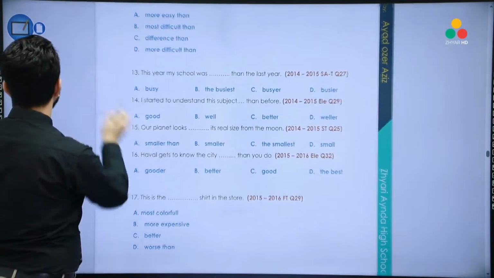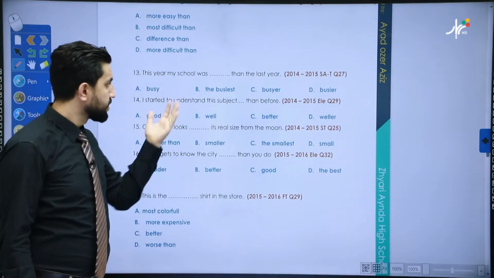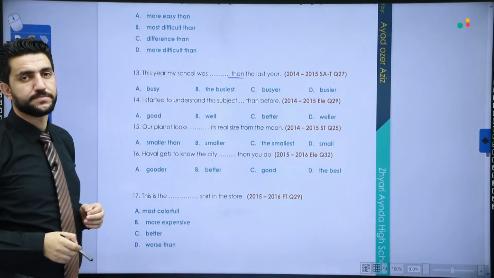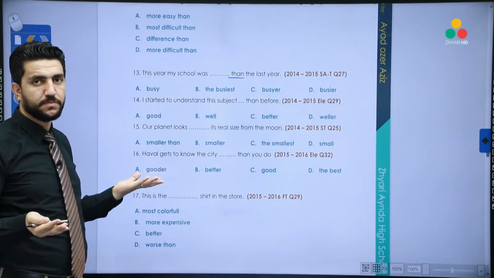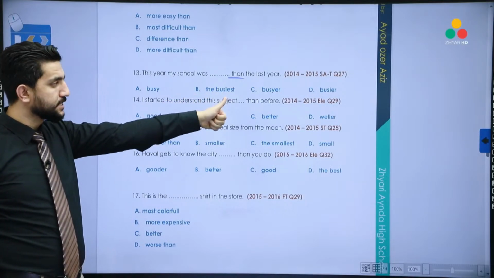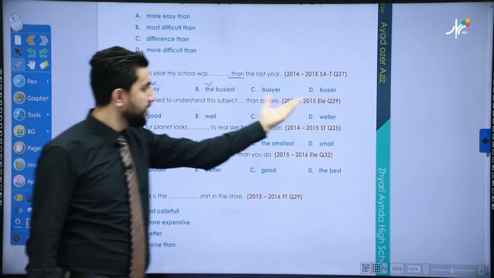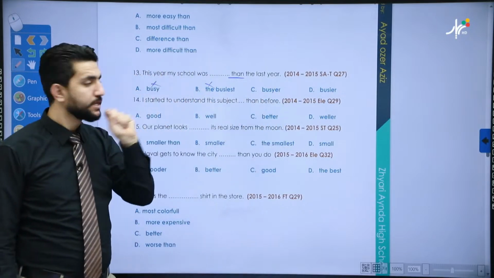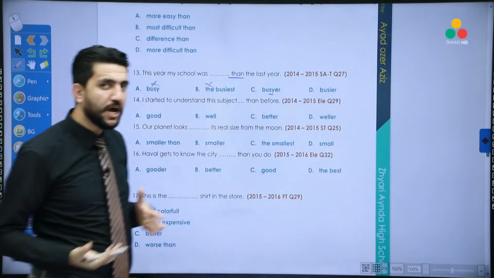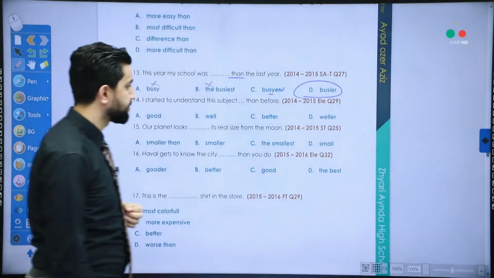Number 13. This year my school was than last year. Since we have the word than, which one do you think is correct? You tell me. Is it B? No. C? Yes. D? Yes. But A? No. So neither A nor B. These two are correct, but check spelling. This one is about a spelling rule. We said when we have Y, we change it to I, then ER. So that means this one is wrong and this one is the correct answer.